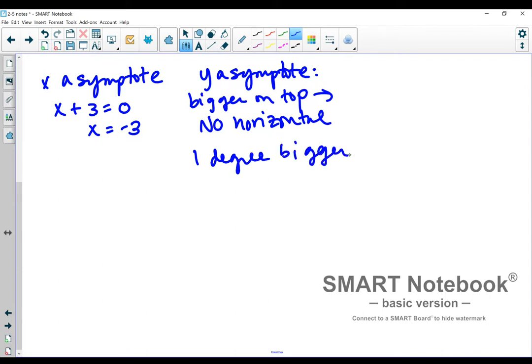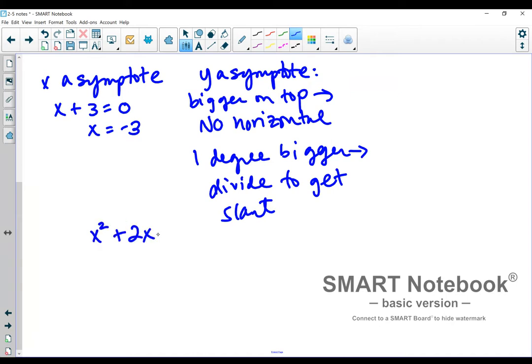So that means in this case, I'm going to divide to get the slant asymptote. I have to take the numerator and just literally divide by the denominator. My numerator was x squared plus 2x minus 8, and my denominator was x plus 3. Let's just double check that really fast.